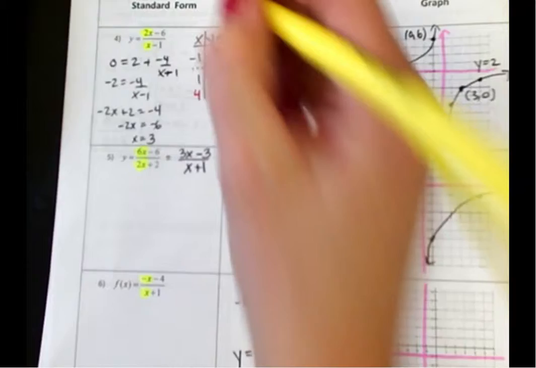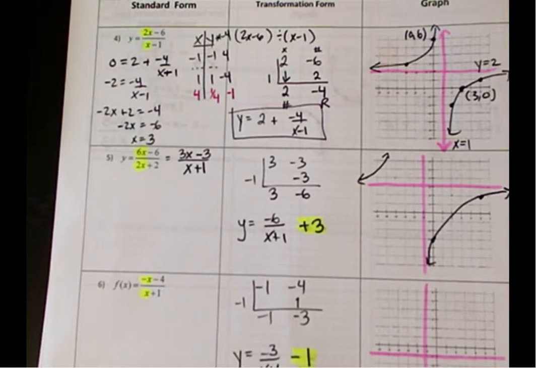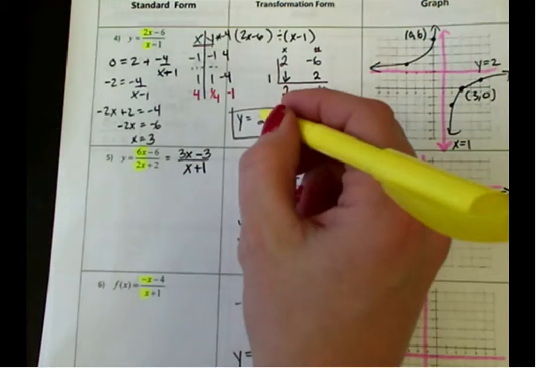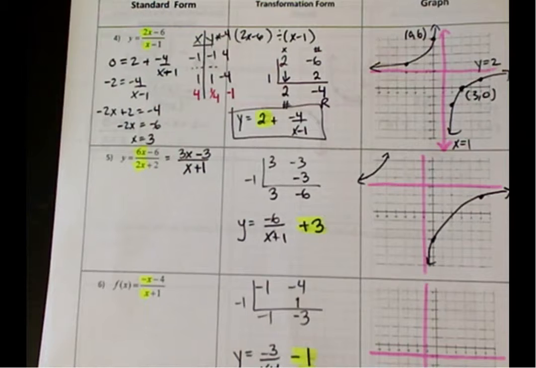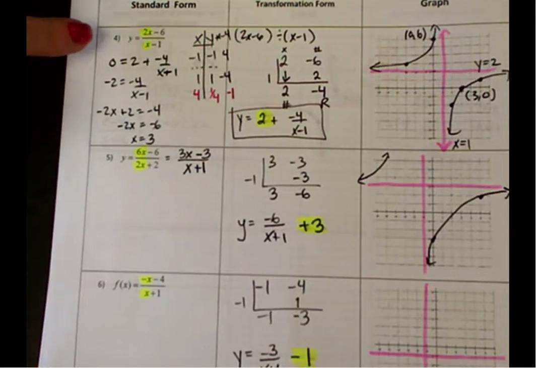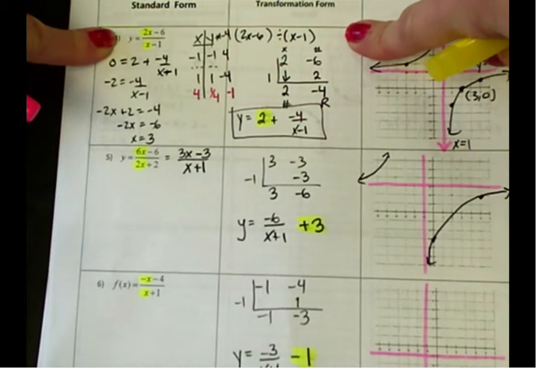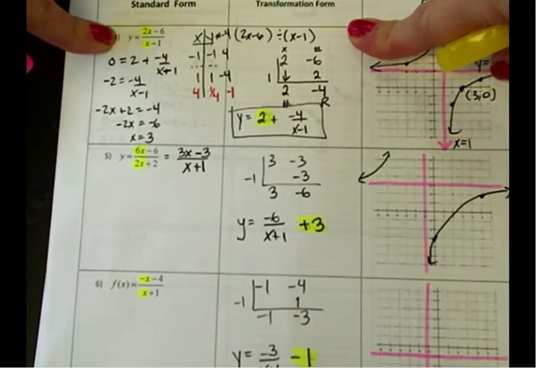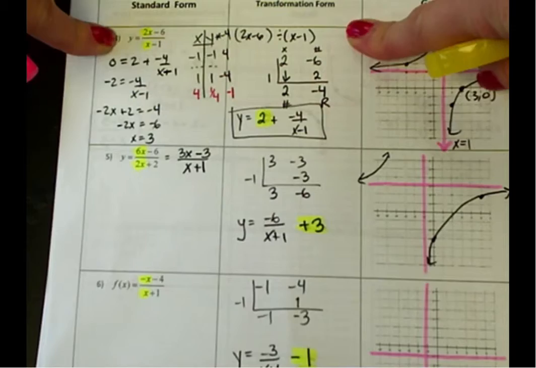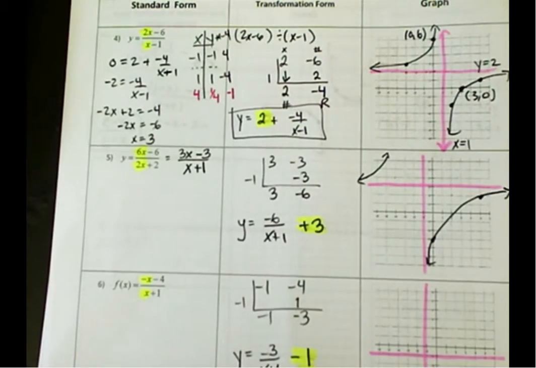Numerator, denominator, ratio of those two things, 2x over x, is 2. And so, if you have standard form, do you have to put it in transformation form to graph it? Not really. You can pick out your asymptotes anyways.